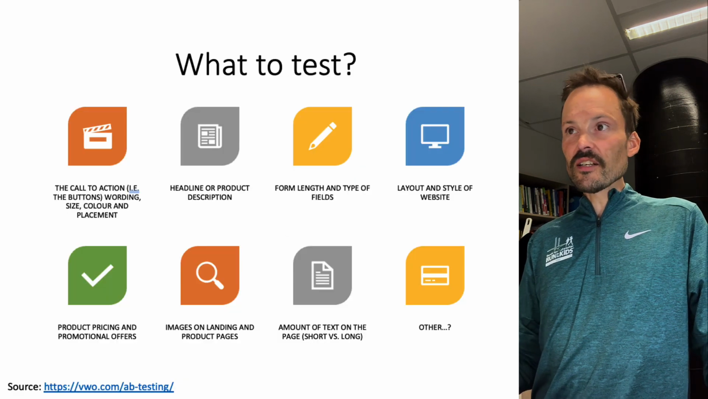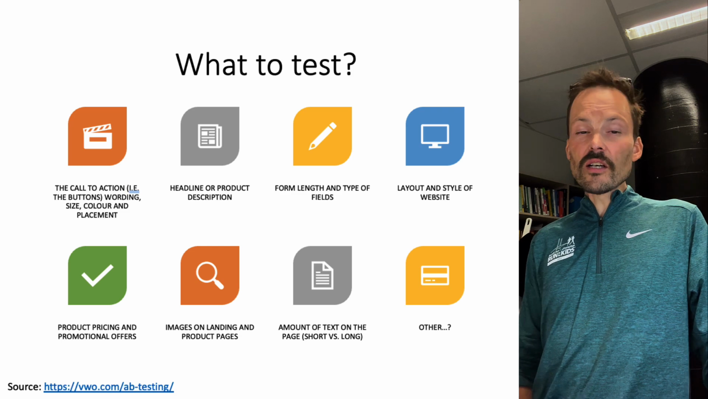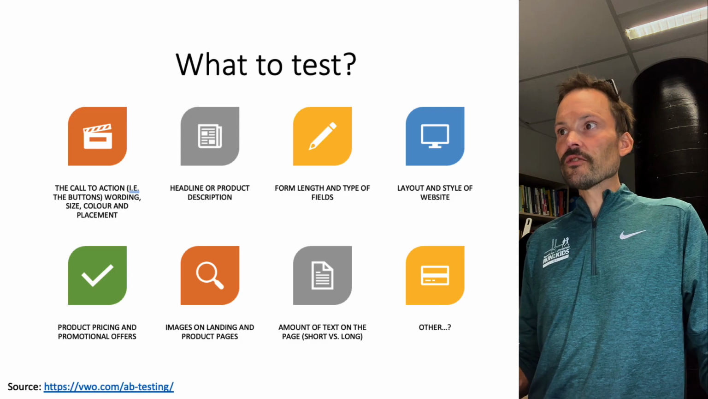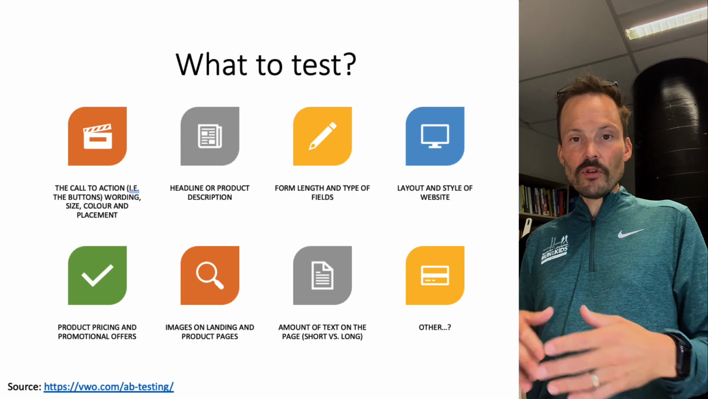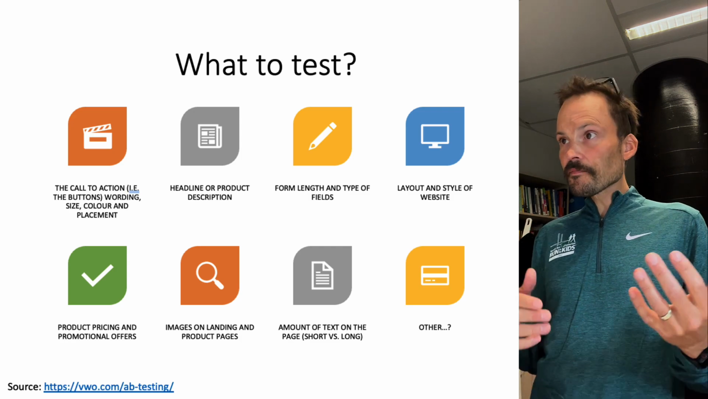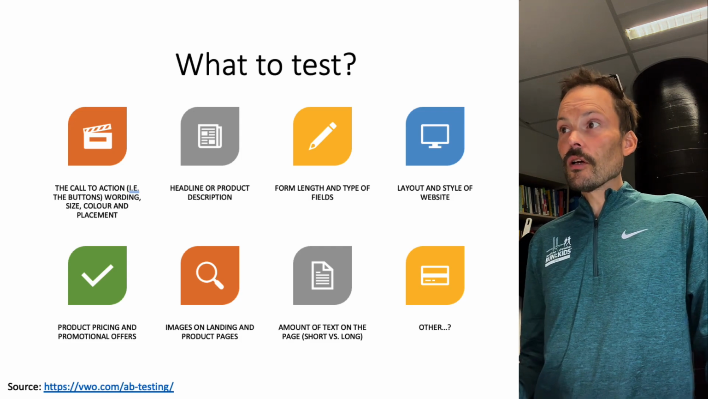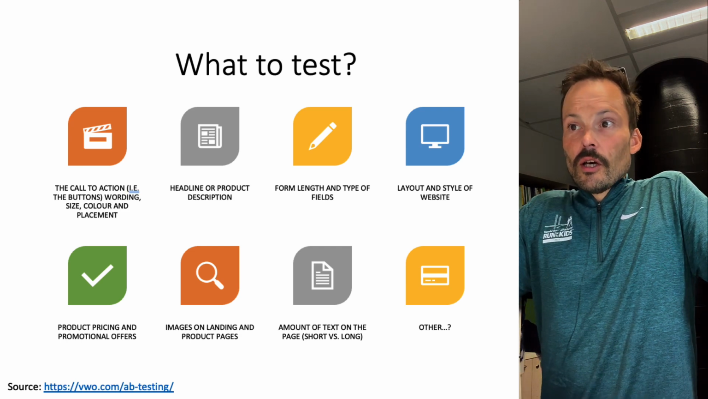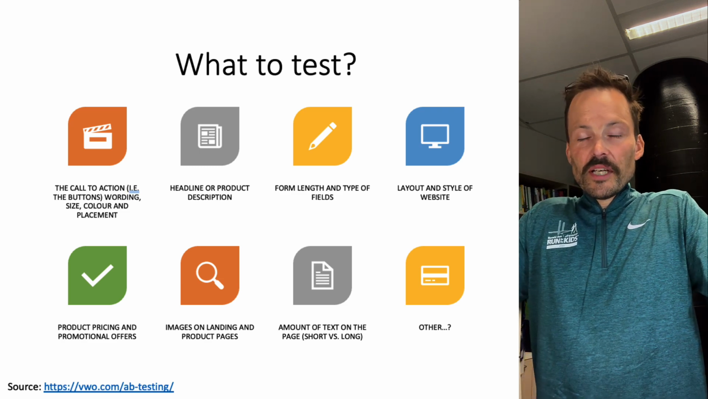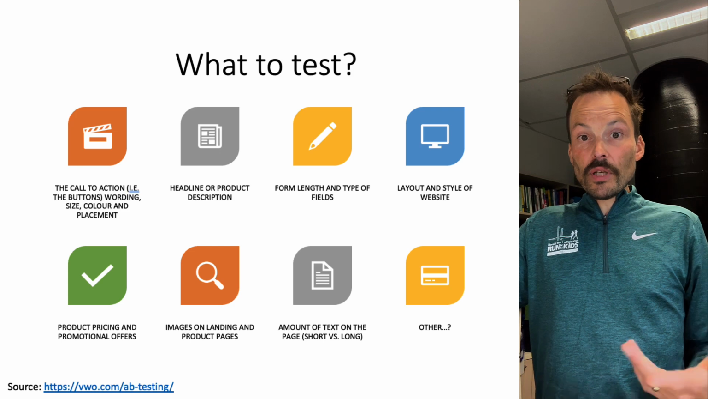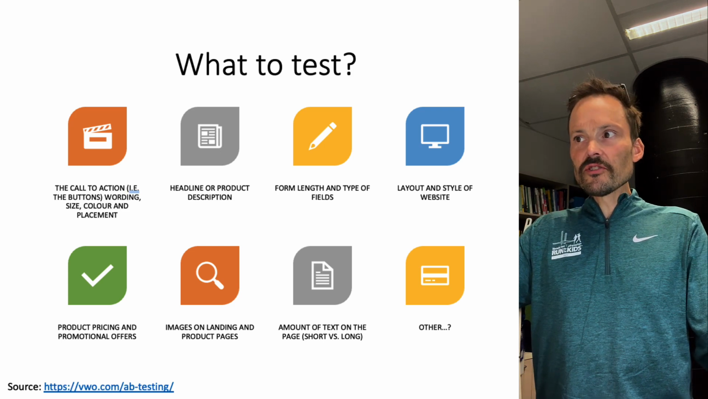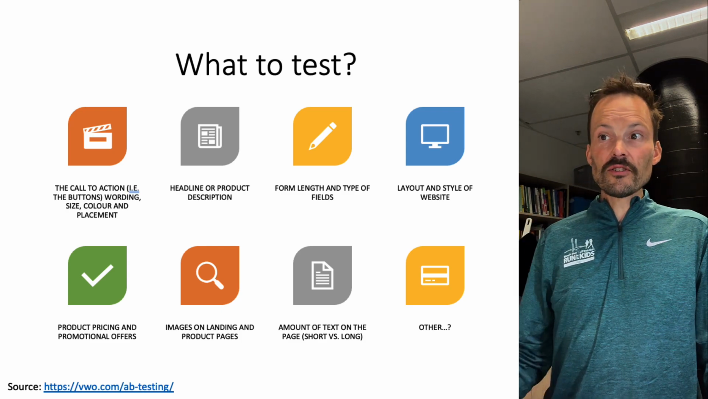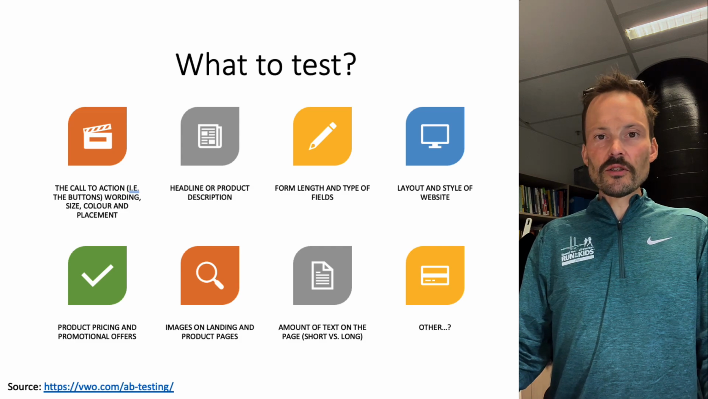Some of the things that we can test, examples of that here. As I had on the other slide, the call to action, the headline and the description of products, the length of a form or the type of fields, for example, or the layout and the style of the website, use of colors and so forth, how product and pricing information or promotional offers are displayed on the site, images, and the amount of text, how much text you have, and other things. There's a link here. You can read more about it on the slide as well.